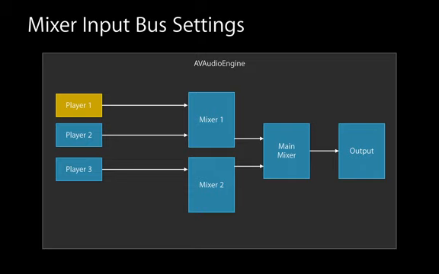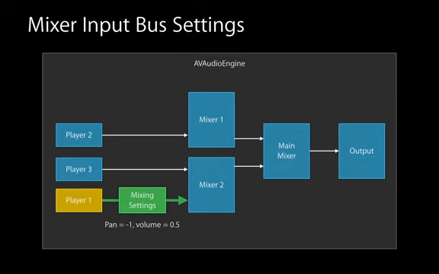So in the form of a diagram, let's say that I have player 1 connected to mixer 1. And I go ahead and set player 1's pan to -1, hard pan it to the left, and player 1's volume to 0.5. So these mixing settings are now associated with player 1. And because player 1's connected to mixer 1, they also get applied on the mixer. If I were to disconnect player 1 and connect it to mixer 2, these mixing settings travel along with player 1 and get applied to mixer 2. So in this sense, we've been able to carry settings that belong to the input bus of a mixer along with the source node itself.